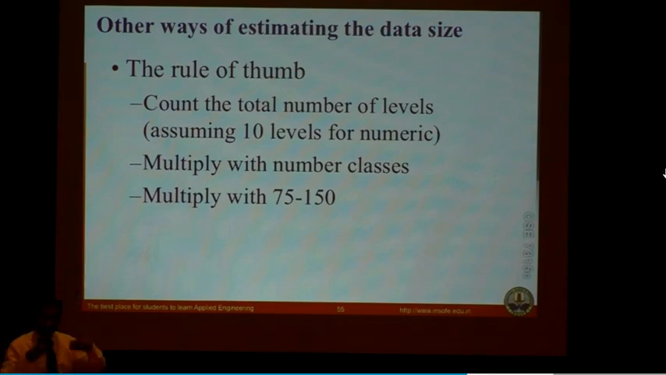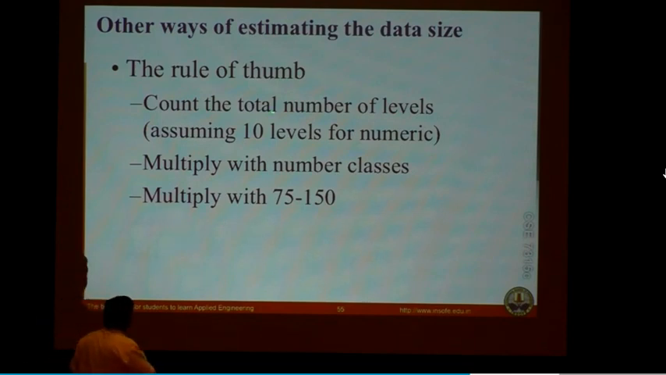Some of the other things that we do at INSOFI, based on our crazy way of thinking. If you have categorical variables, count the number of levels. And if there is a numeric variable, just say one numeric variable is equal to 10 categorical levels. Don't ask me why. If you don't like it, make it 15. If you ask me a question, I will ask you to pick a number and say, okay, put it in, go ahead. Okay. So this is what we do. That's fine.